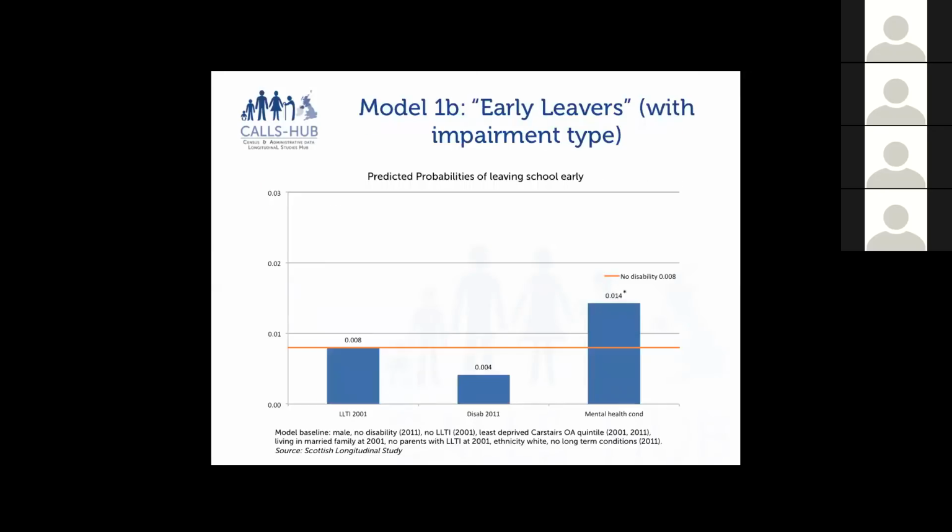So the results, focusing on the disability things here, what we have here are the predicted probabilities of leaving school early. And you'll see the orange bar on the graph, that's the baseline. So that's, as you'll see at the bottom, people who are male with no disability, least deprived, etc. So compared to the baseline, children with limiting long-term illness at 2001 or 2011 were no less likely to leave school early. And looking at all the different types of health condition, the only one which came out significant was mental health. So children with mental health conditions are significantly more likely to leave school early or as soon as they're allowed.